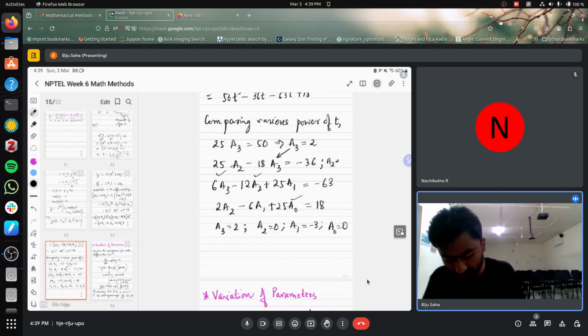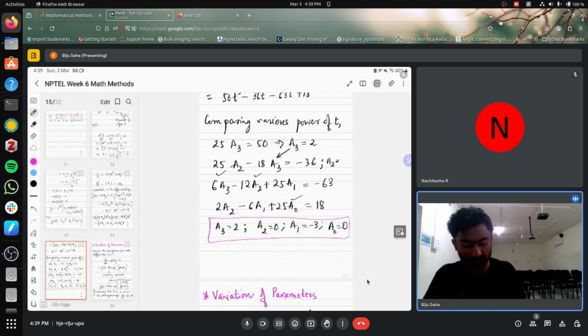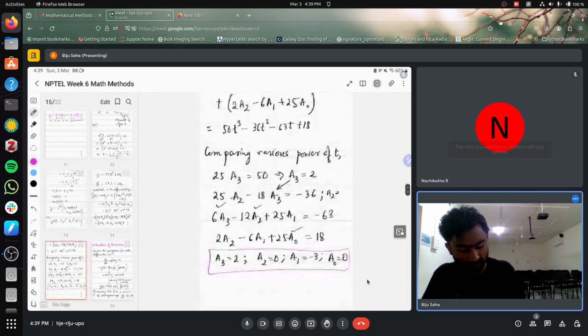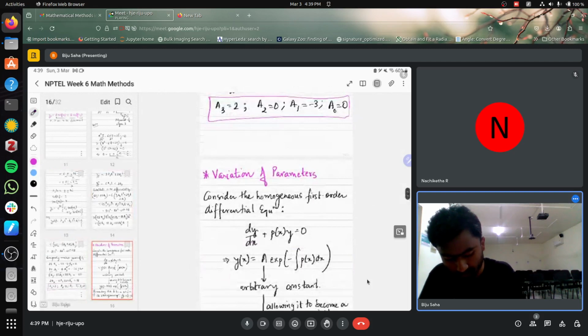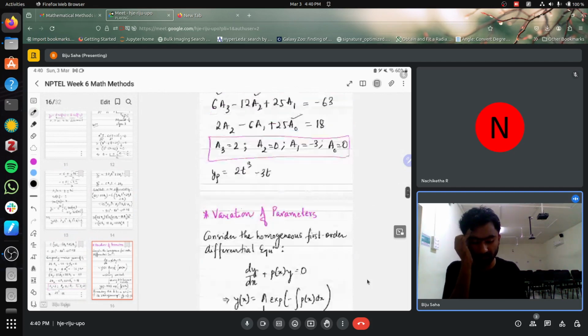So what you have mainly done here is you have obtained the values of various coefficients that appeared in the particular solution. So this was your particular solution and you have got all of this. So with that I can write my particular solution to be 2t cube minus 3t. All other powers of t vanish because the coefficients are 0.